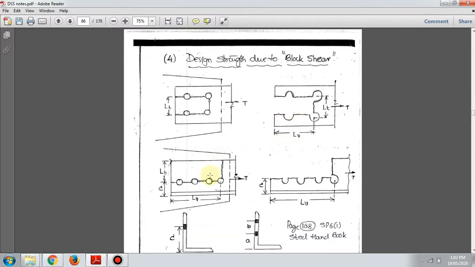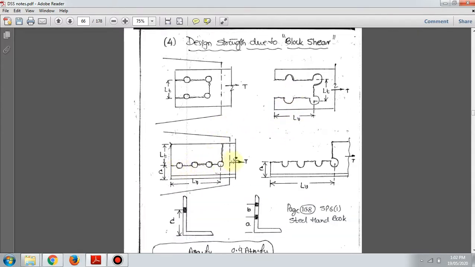When it is subjected to a force of T, the bolts get cut, and remember at the edges only half a bolt gets cut. So this is the edge and this is the edge. So half bolts get cut here. This is the diagram when it is subjected to block shear. This is with respect to the plate section.